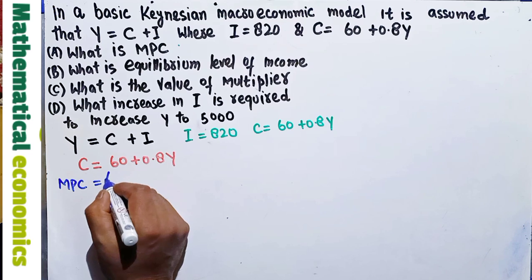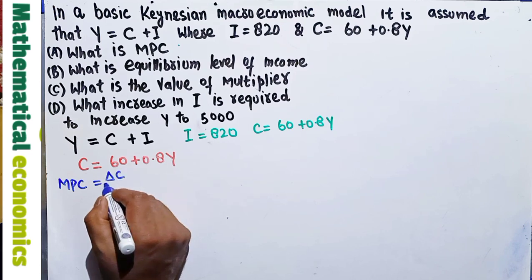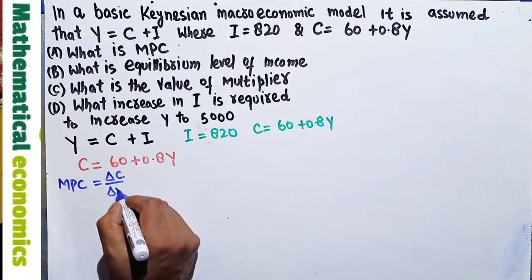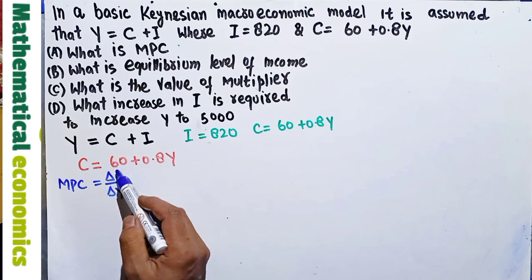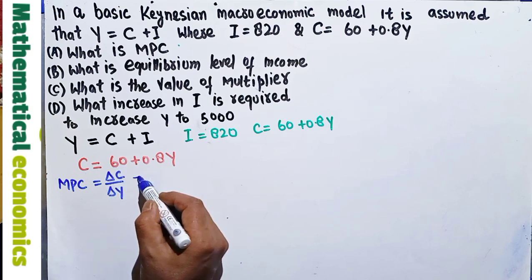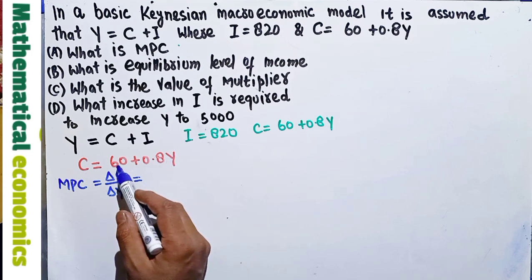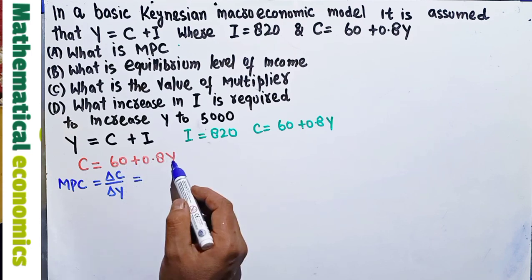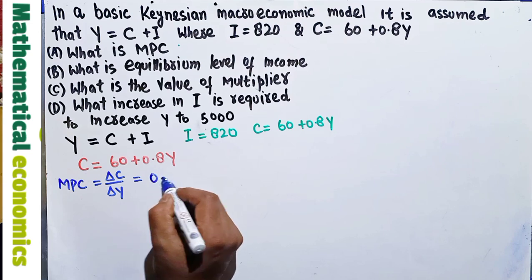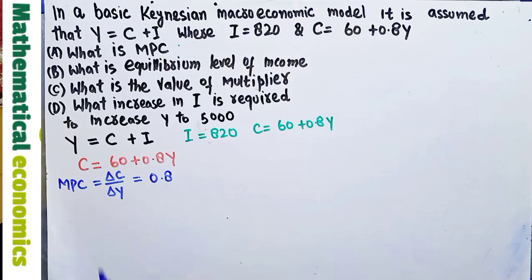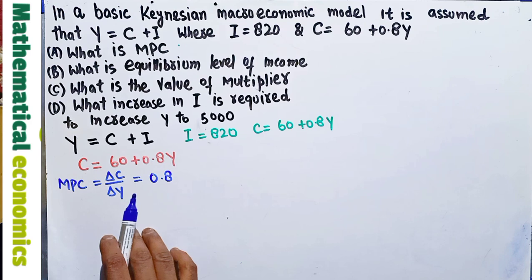Then MPC shows us the change in consumption due to change in income. That means the derivative of this function with respect to Y. The derivative of a constant is 0, the derivative of Y is 1, so we are left with 0.8. So for this economy, the marginal propensity to consume is 0.8.